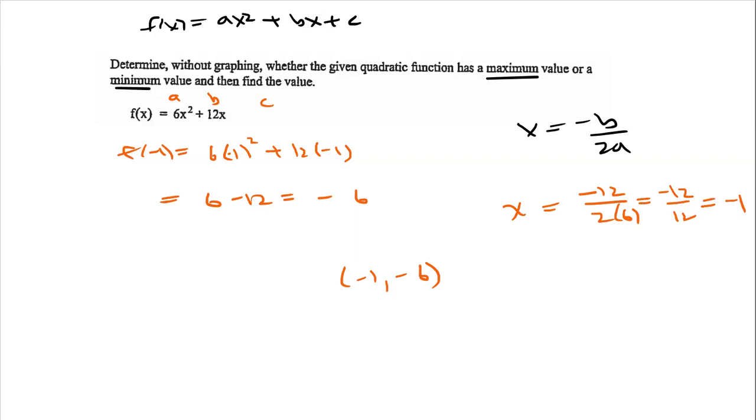So we go back to our equation here. And we need to figure out, okay, do we have a maximum or minimum value? Well, the 6 here tells us we have a positive leading term. So that means we have a happy parabola. Okay. So that means in this case, we have a minimum, okay, at this particular point, negative 1, negative 6. Okay.